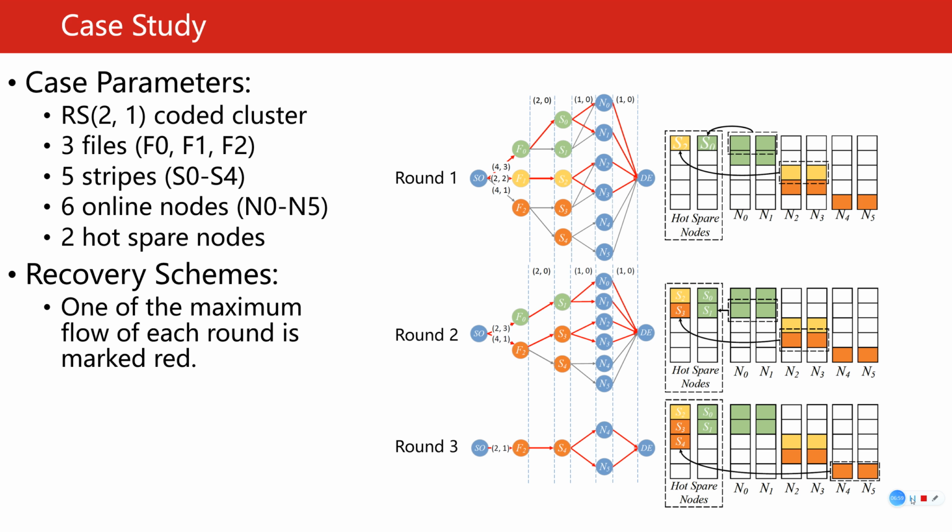Let's illustrate the process of FAGR with a case study. The parameters of the case are listed on the left. In each round, FAGR finds the maximum cost flow and finishes the corresponding tasks. For example, in the first round, S0 is recovered through N0 and N1, and S2 is recovered through N2 and N3 because of their highest frequencies. Furthermore, FAGR avoids certain nodes such as N1 participating in the recovery process of more than 2 stripes concurrently. Round 2 and round 3 are similar to round 1.